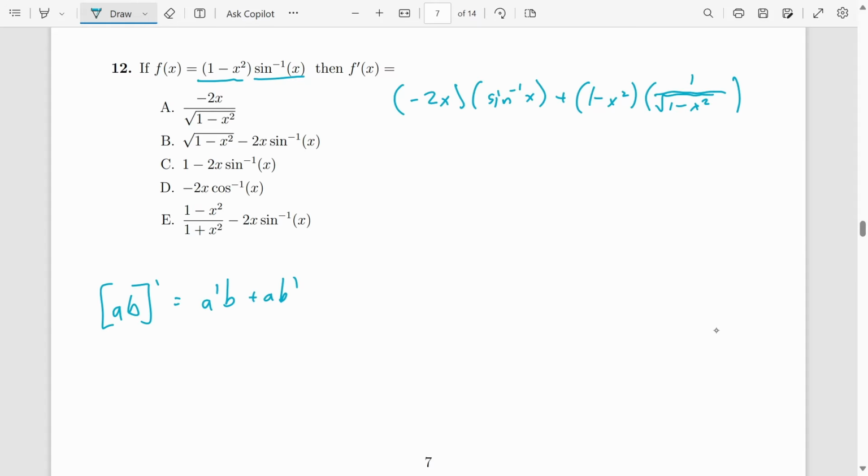And that's the derivative. Now we just have to multiply it out, and then that'll be our answer. So on the left, we've got negative 2x times inverse sine of x. And on the right, we can put that in the numerator. So 1 minus x squared all over the square root of 1 minus x squared. Is that the final answer? Do we have to do more on top of this?